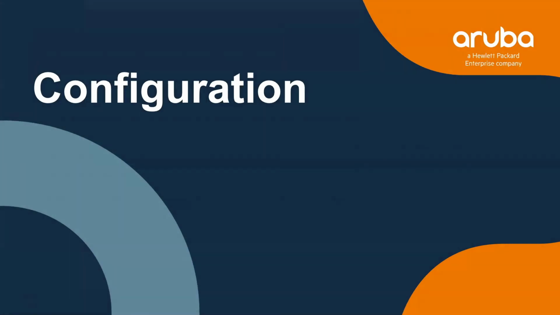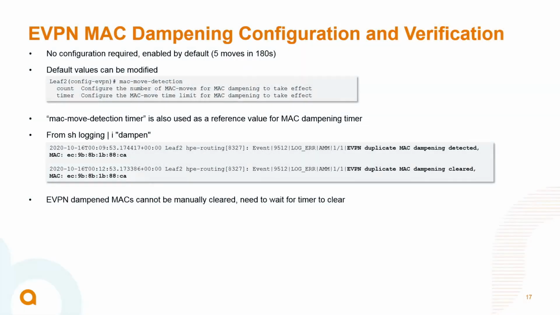So let's go over configuration and verification. There is no configuration required. It is enabled by default with 5 moves in 180 seconds. This configuration comes under EVPN context, where under EVPN you can configure this MAC move detection, both count and timer. As I told you before, the MAC move detection timer is also used as a reference value for the MAC dampening timer, as in for clearing the timers.